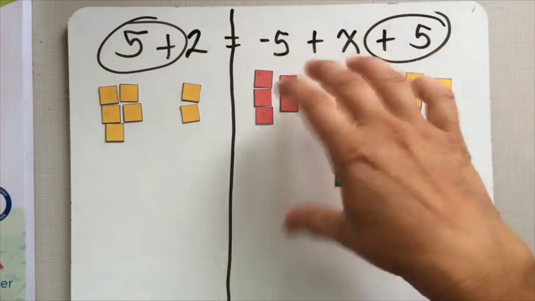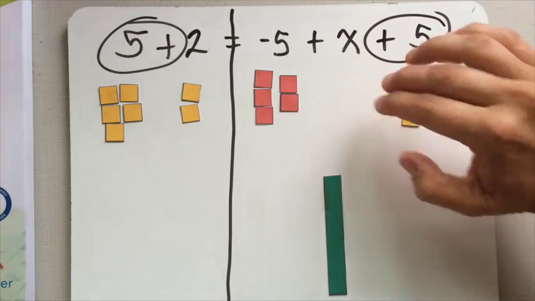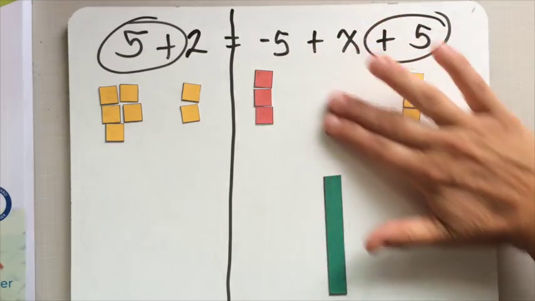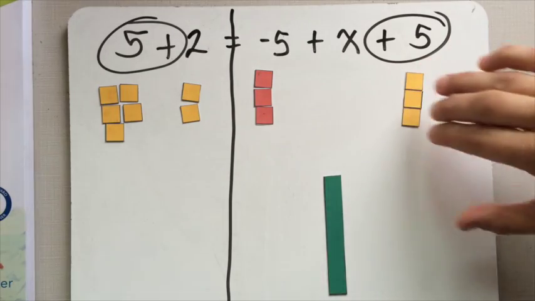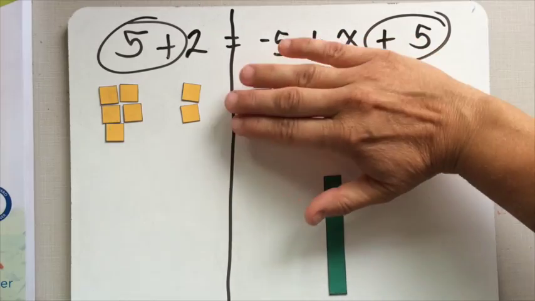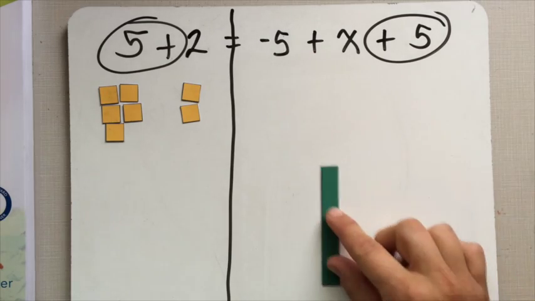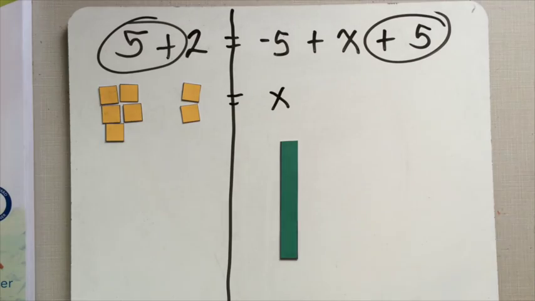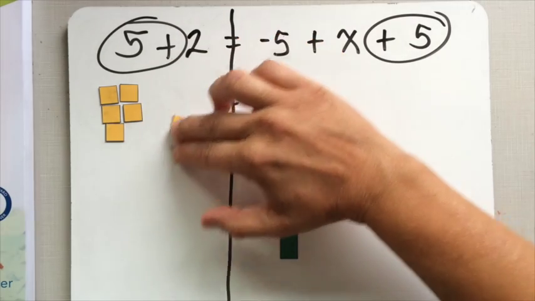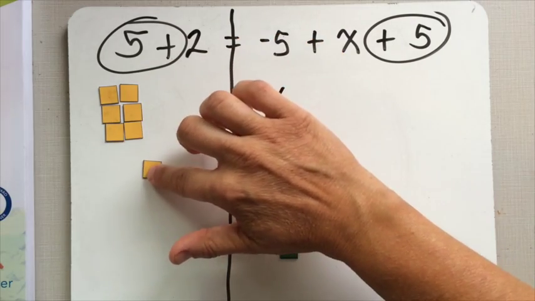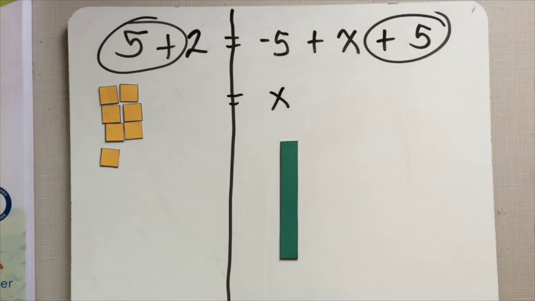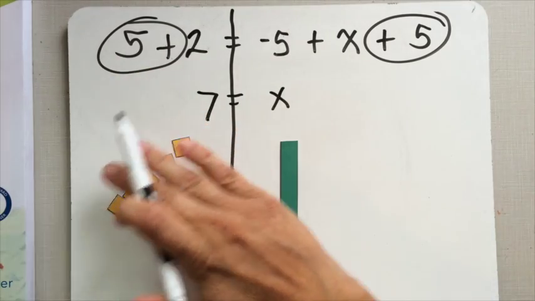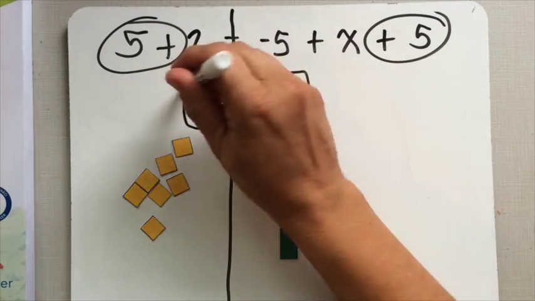If I combine like terms on this side, the ones with the ones, I can see that those 2 +1s eliminate those. These 3 +1s eliminate these 3 -1s, and I am left with an x on this side. Over here, I'm going to combine my like terms, but since they're all positive, I'm going to end up with 7 +1s. So, x equals 7.